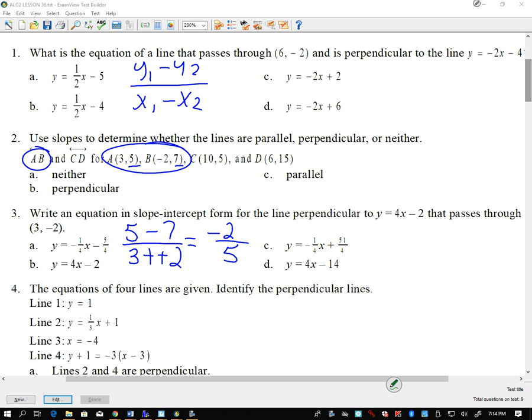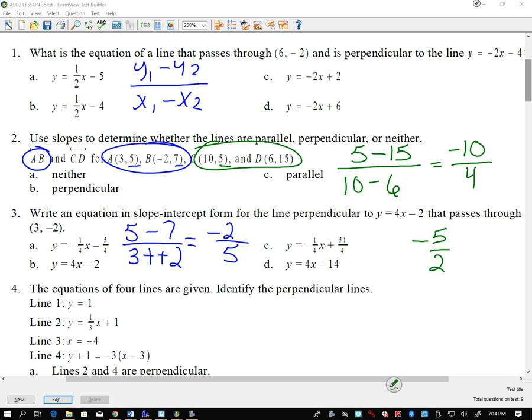All right, now we want the slope of CD. Okay, same formula. All right, y1, so 5 minus 15 over 10 minus 6. All right, well, 5 minus 15 is negative 10. 10 minus 6 is 4. All right, let's see. So that's going to come down to negative 5 halves. So we've got negative 2/5. We've got negative 5 halves.